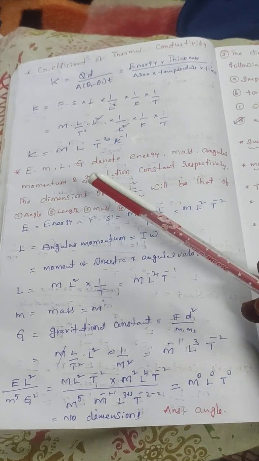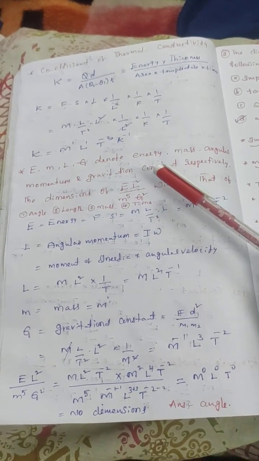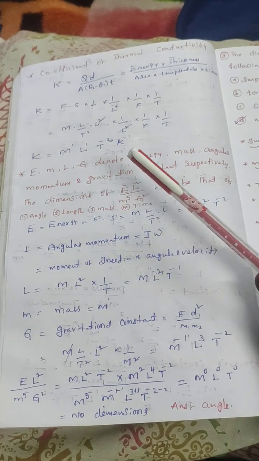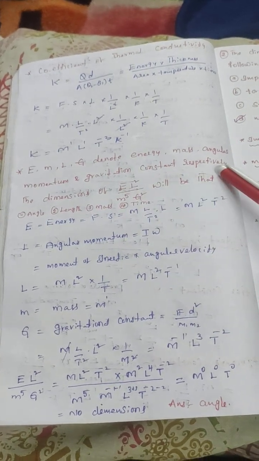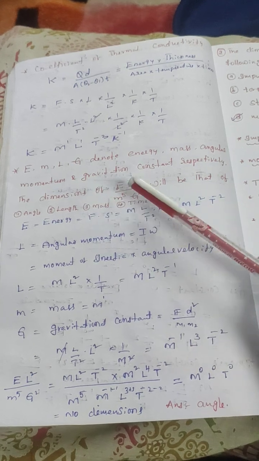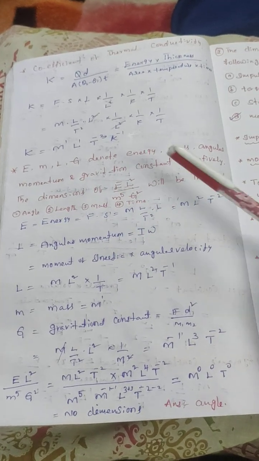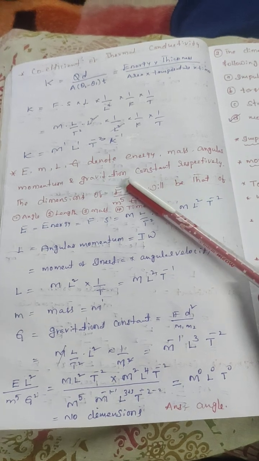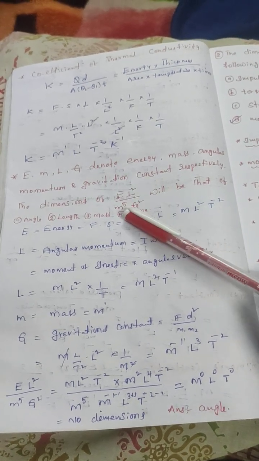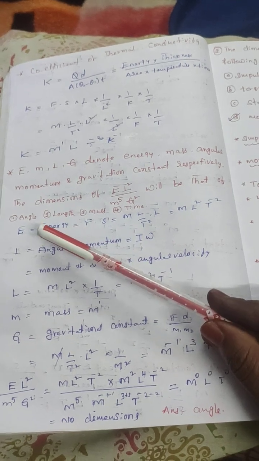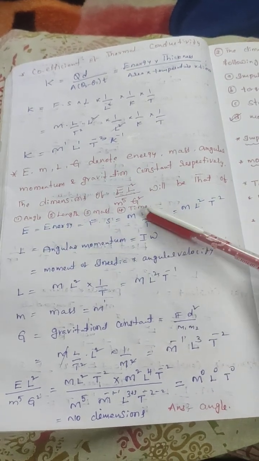Here E, M, L, G denote energy, mass, angular momentum, and gravitational constant respectively. The dimensions of E, L square, M power 5, G square will be that of which physical quantity? Whenever we write these physical quantities' dimensions, what do we get? Options: angle, length, mass, time.